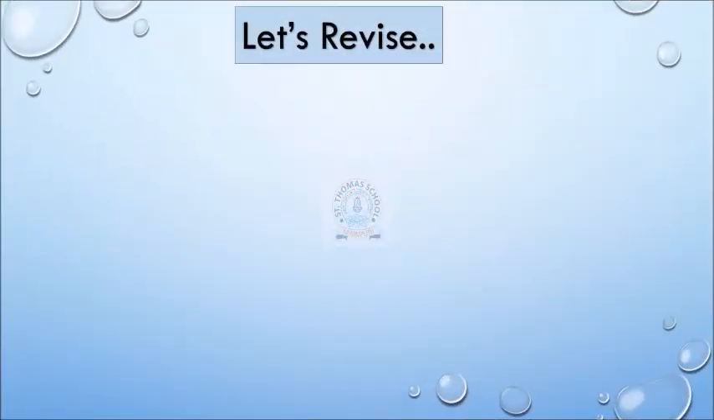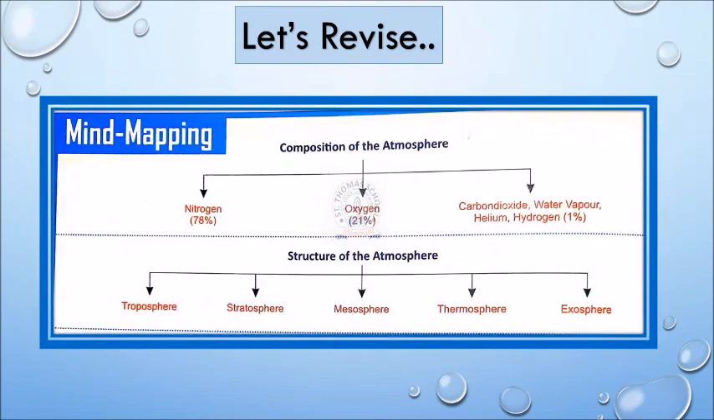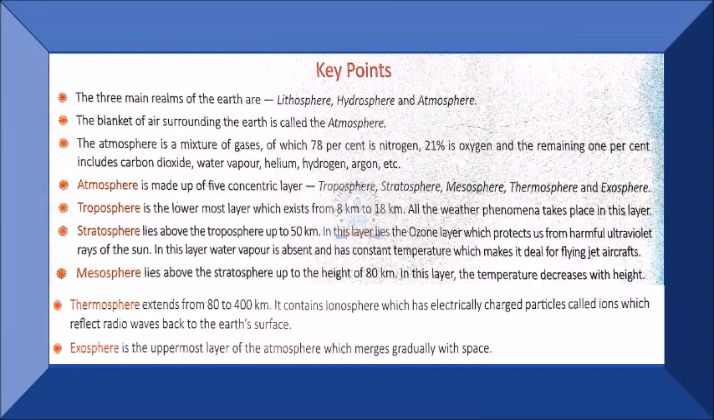Now let's revise the topics that we have discussed. A clean dry sample of air is made up of 78% of nitrogen and 21% of oxygen. The remaining 1% of air is made up of a number of gases. The 5 layers of the atmosphere are Troposphere, Stratosphere, Mesosphere, Thermosphere and Exosphere. Please go through the key points and learn it.